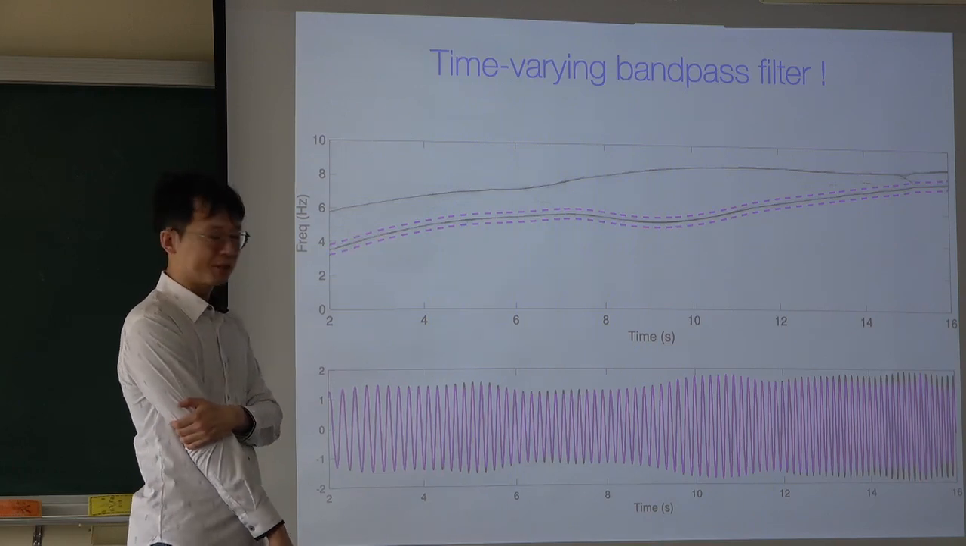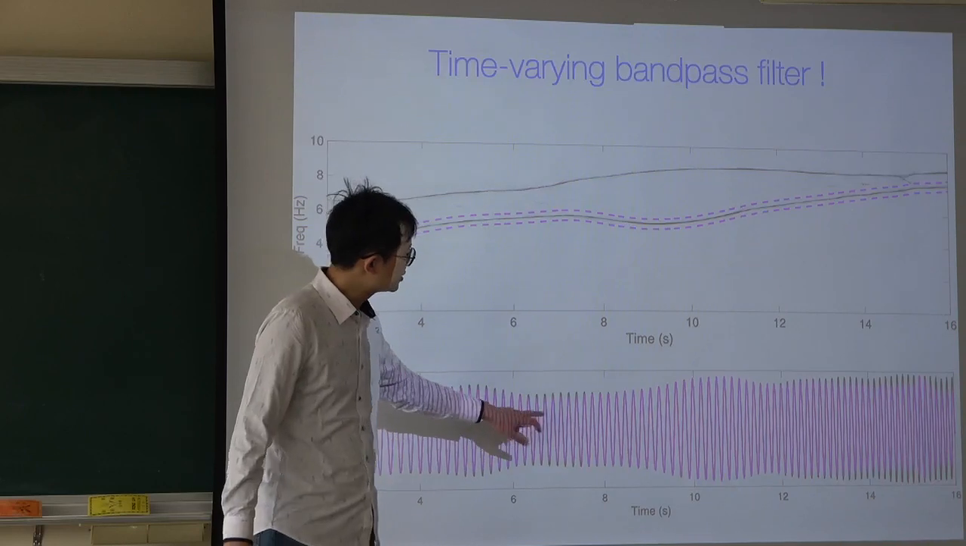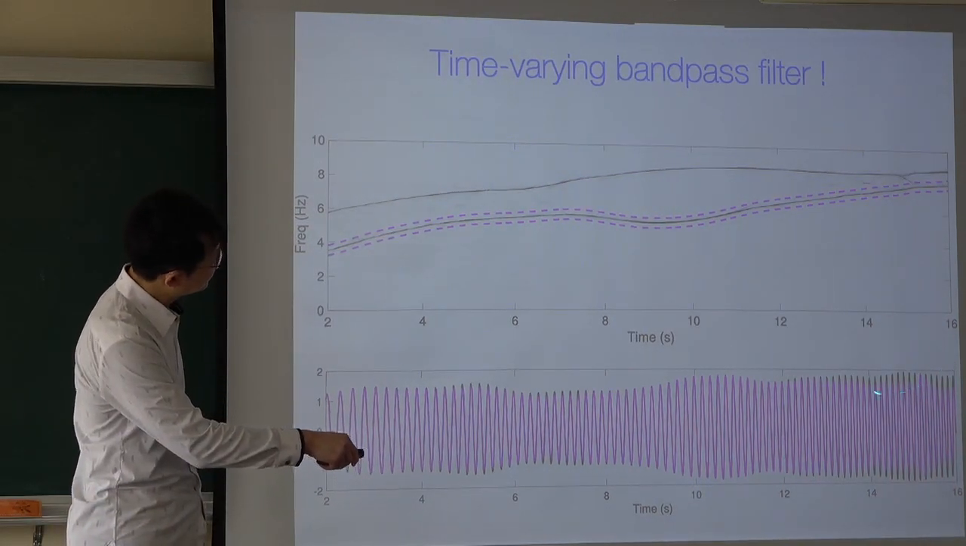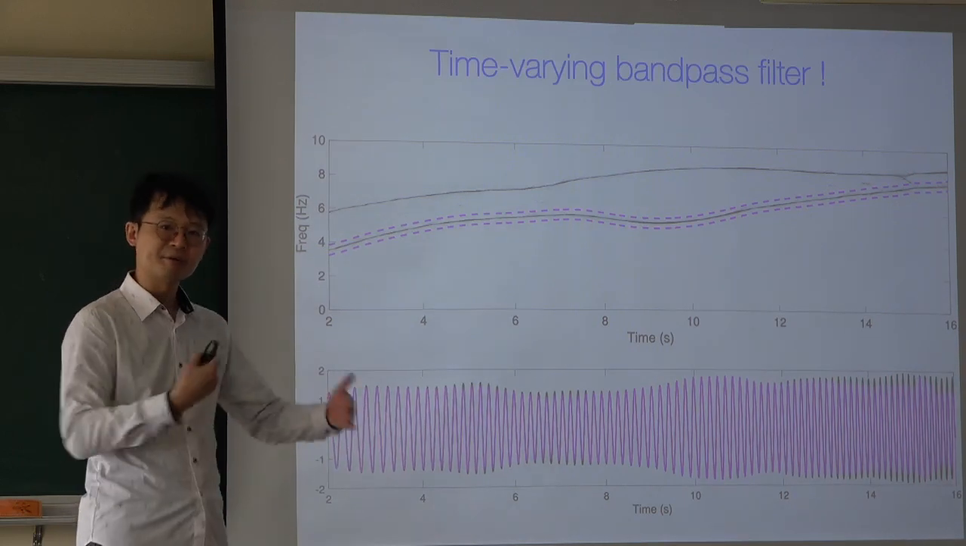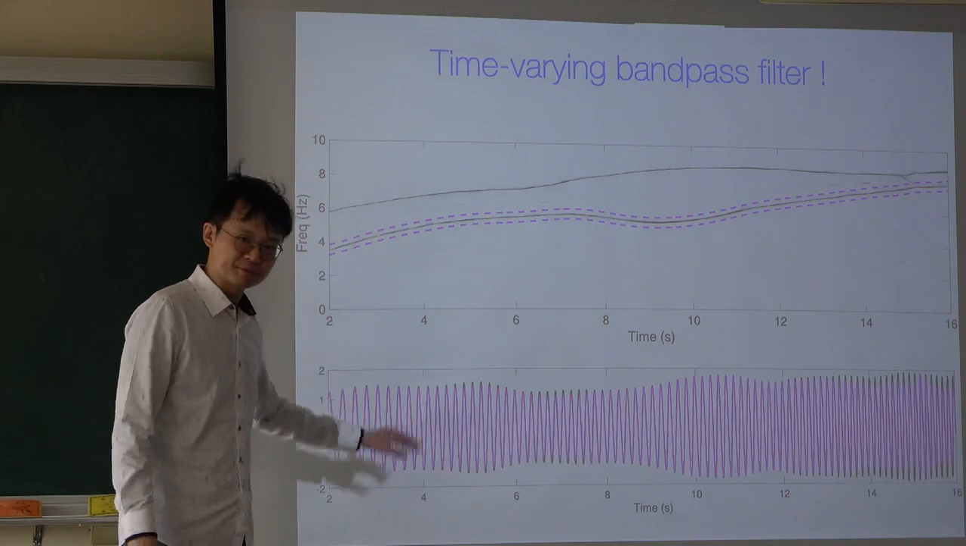You get a decomposition. The black one in the background is the ground truth. The purple one is a reconstruction. So you can see in the end, this part, the reconstruction is slightly worse because of the very close to instantaneous frequency and so on.